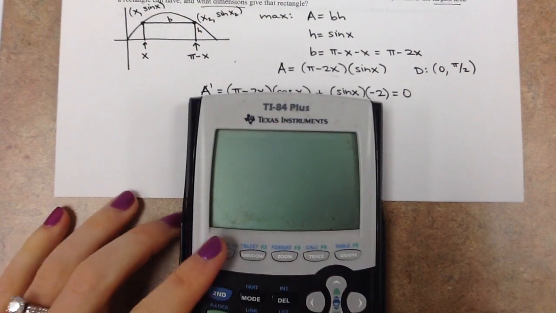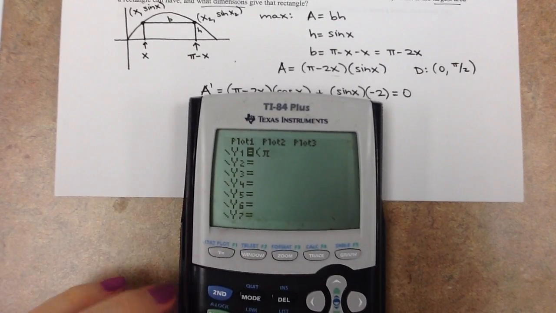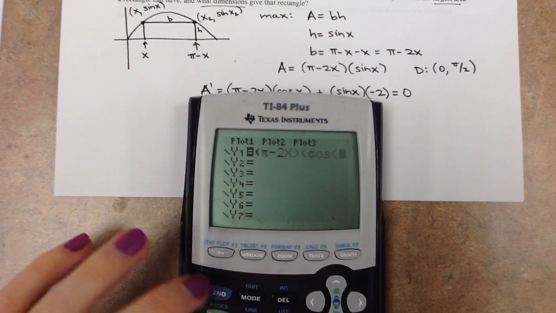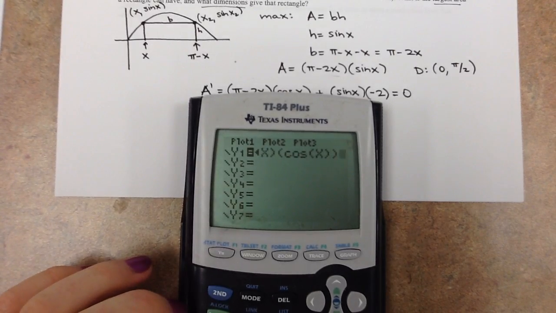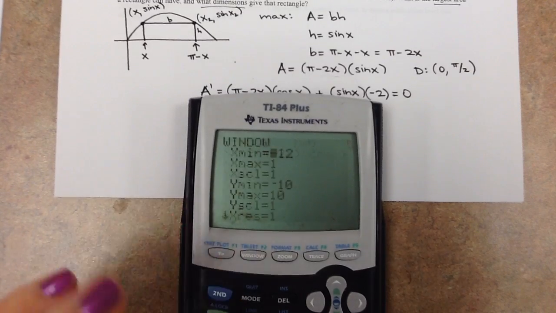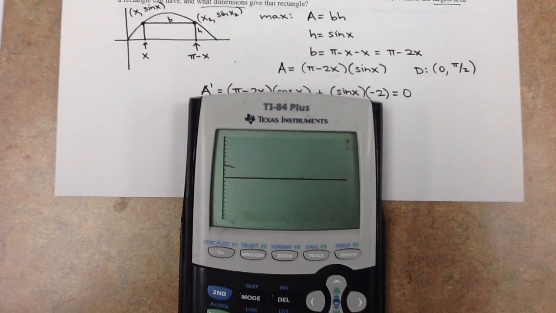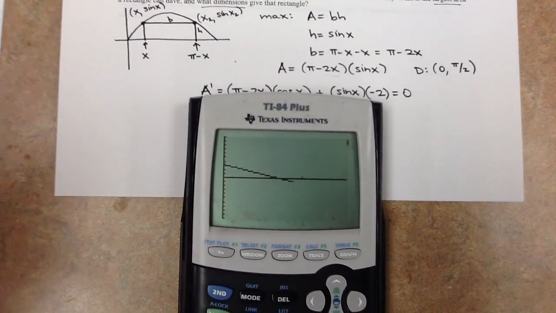Y equals, so we've got pi minus 2x, and then the cosine of x plus negative 2 times the sine of x. Okay, so if we change this window, 0 to pi over 2, we're looking at the very same window here, the very same graph. We're going to find that zero as well, and you can see what all the digits are this time.